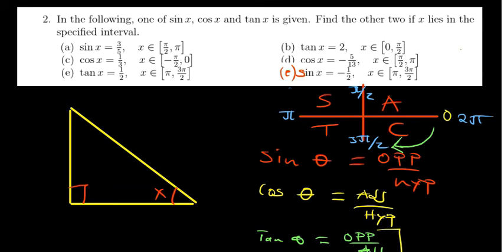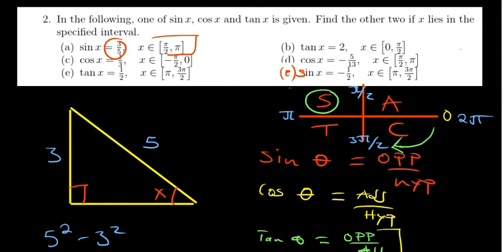So in the first quadrant they're all positive, and then in the second quadrant sine is positive, as we can clearly see. Okay, so for the first one we have pi over 2 and pi, which tells us we are in the quadrant where only sine is positive, so the other two will be negative. If sine x is equal to 3 over 5, the opposite is 3 and the hypotenuse is 5. You can use the Pythagoras theorem to find the missing side: 5 squared minus 3 squared, 25 minus 9 is 16, root of 16 is 4.